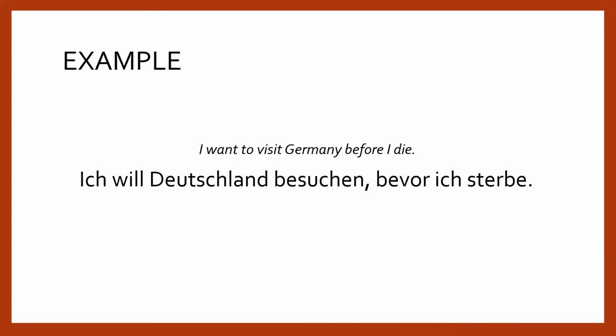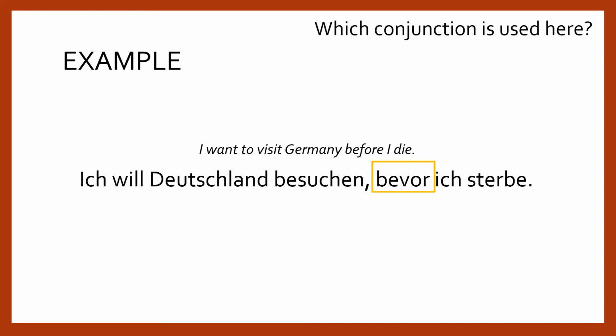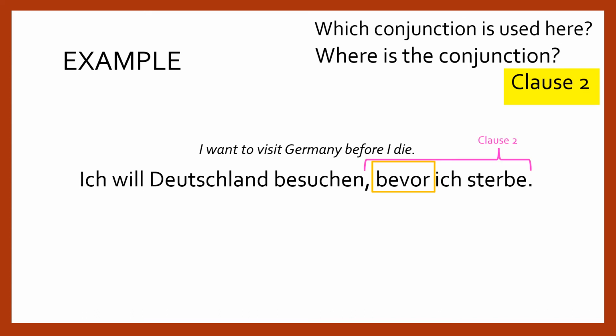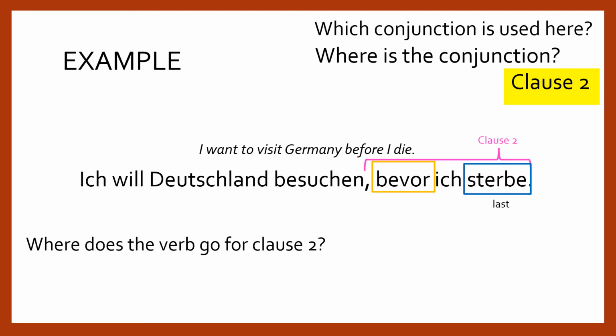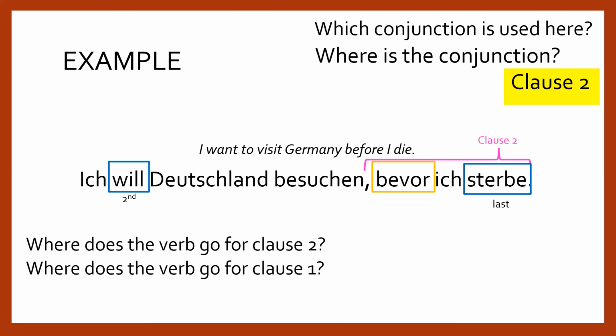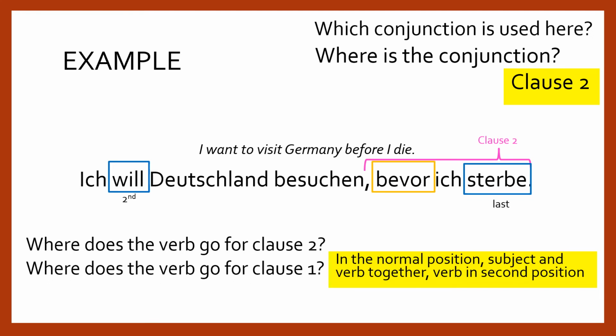So, ich will Deutschland besuchen, bevor ich sterbe. Which conjunction is here? We have before again, but this time it is in clause 2. So where does the verb go for clause 2? Since that's where the conjunction is, the verb goes at the end. Where does the verb go for clause 1? It's in that second position, just like a normal sentence. So it's in that normal position, subject and verb together, verb in second position.